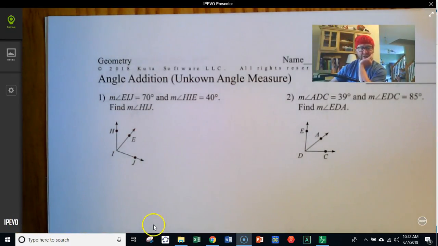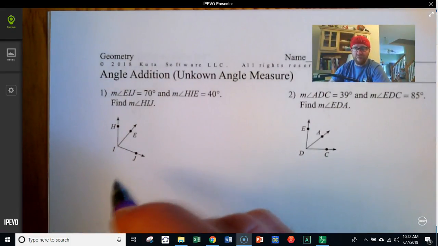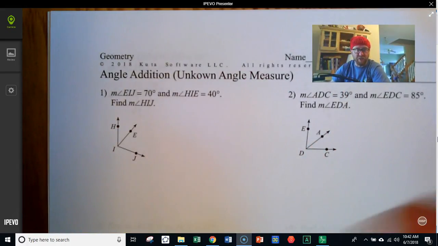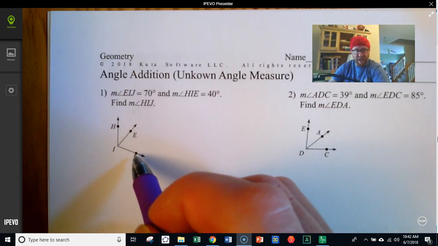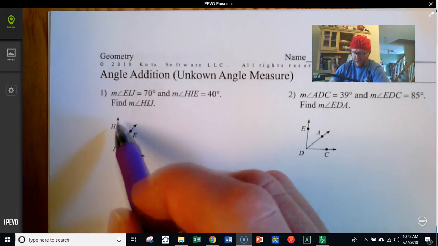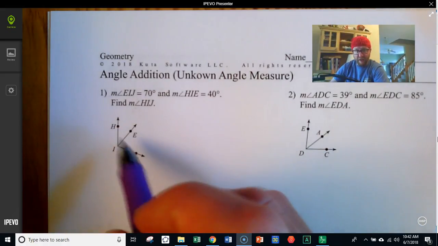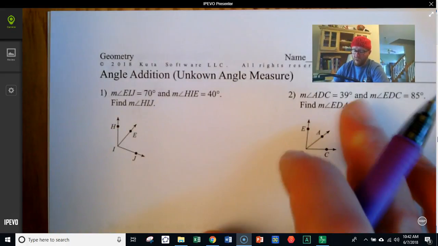Alright, here we're going to be using the angle addition postulate to find an angle measure, basically. The angle addition postulate tells us that when we have two adjacent angles, and adjacent means right next to each other. So I've got an angle here, EIJ, and I've got an angle here, HIE. They're adjacent angles, which means they're right next door to each other. They touch each other. They share a ray.